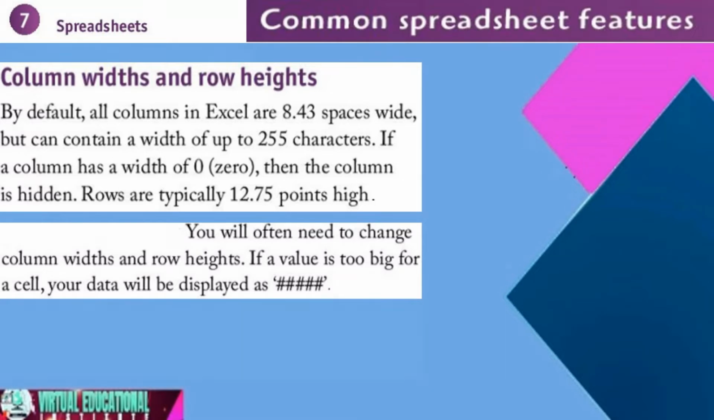Now, if a value is too big for a cell, your data will display as number signs like you see on your screen. We have analyzed our spreadsheet in the previous lesson, and we did make clear that the spreadsheet is made up of columns and rows, and whenever the column and row intersect, it forms a cell. So those cells would have height and width.